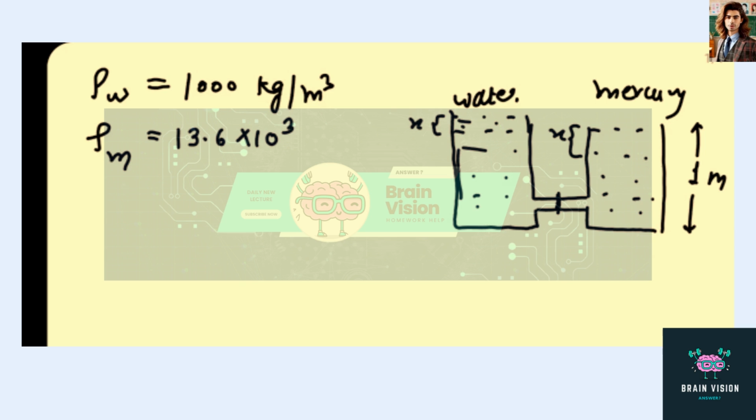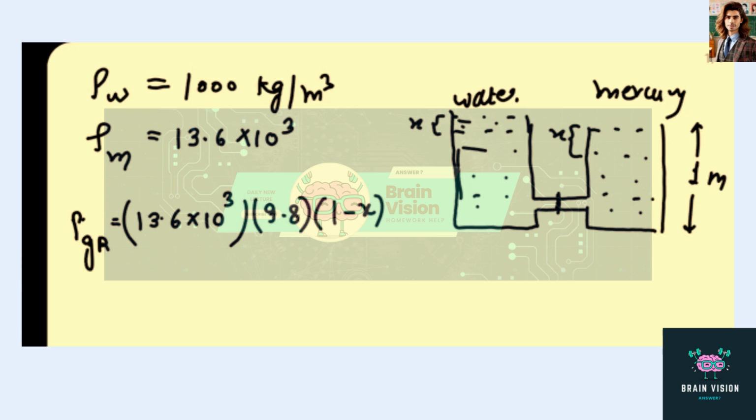In that case, the pressure at the bottom would be the same. So P right would be equal to 13.6 into 10 raised to power 3 multiplied by 9.8 multiplied by 1 minus x. This is the pressure, since we know that gauge pressure is equal to rho g h. So the density is 13.6 into 10 raised to power 3, and g and h we have substituted.